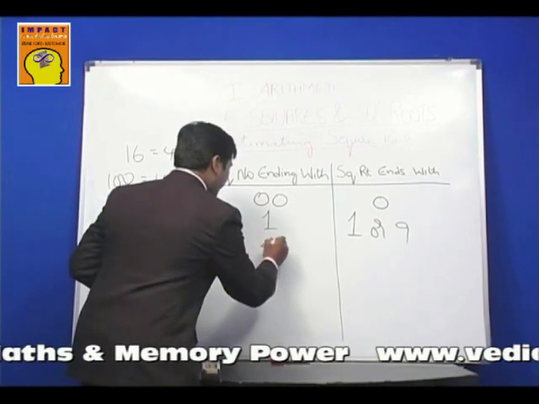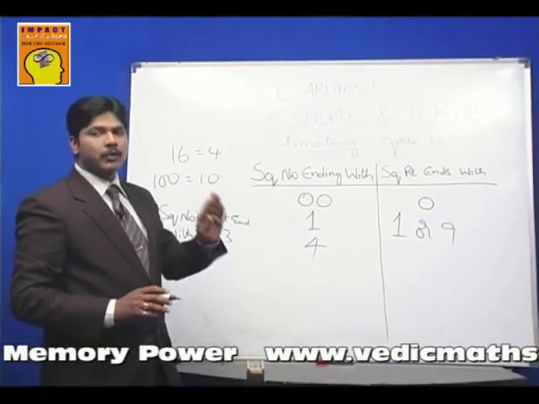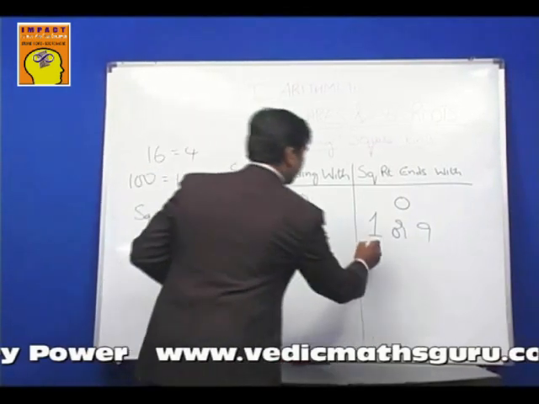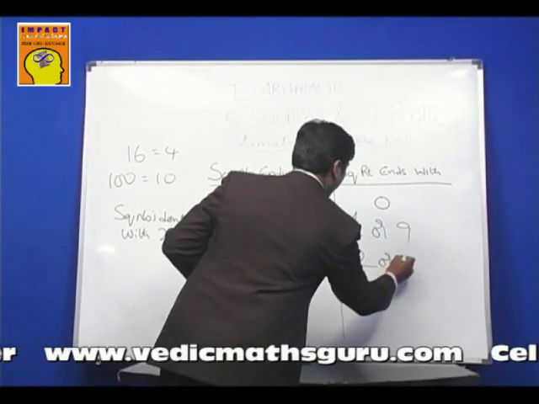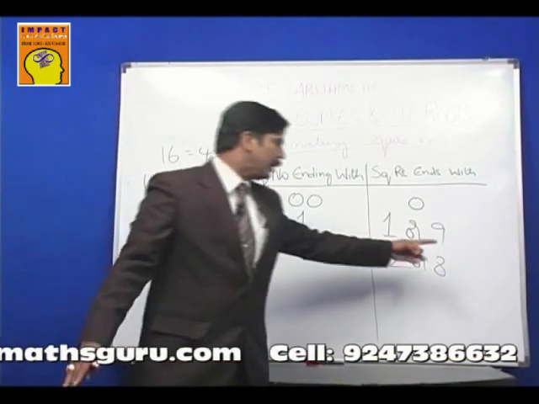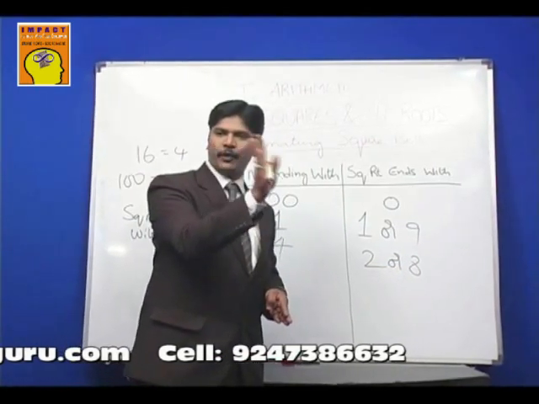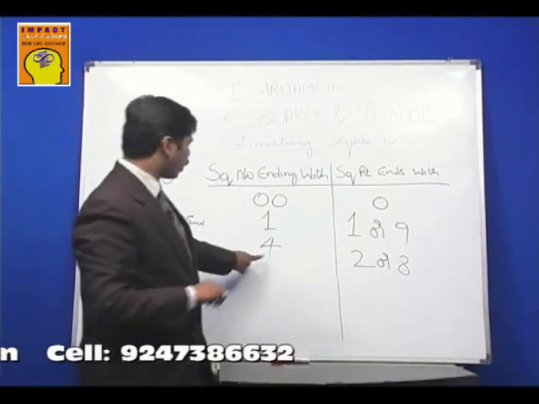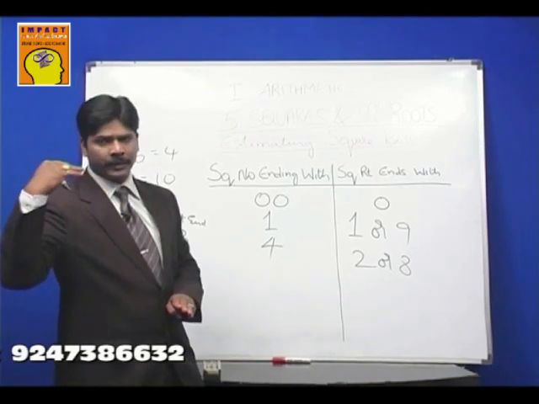So the next number is 4. If the square number ends with 4, the square root ends with 2 or 8. Now how much is 2 into 2? You get 4. How much is 8 into 8? 64. See, number ending with 4. I'll not talk about 5 now. We'll talk about it a little later.